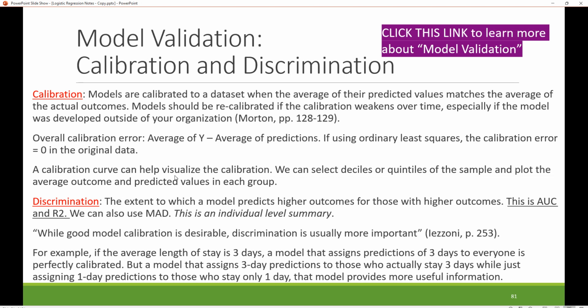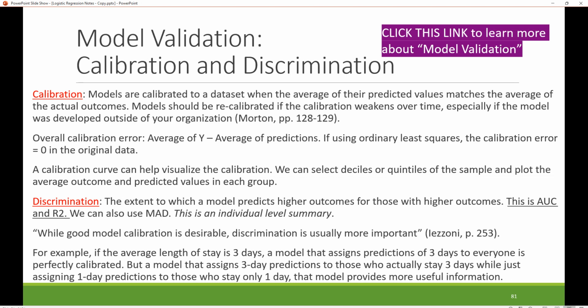Another way we can assess calibration is through a calibration curve. It can help visualize the calibration. We can select the deciles or quantiles of the sample and plot the average outcome and predicted values in each group. In other words, we would sort all of our predictions from lowest to highest, and then break it up into 10 equal groups, or we could do 5 as well if we had a small sample. But say we break it up into deciles, the 10 groups. What we do is calculate the average of y and the average of the predictions for each decile. For each of those 10 groups, we would do that, and we would plot how close they come together.